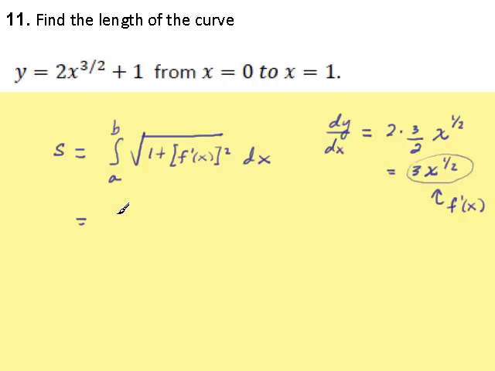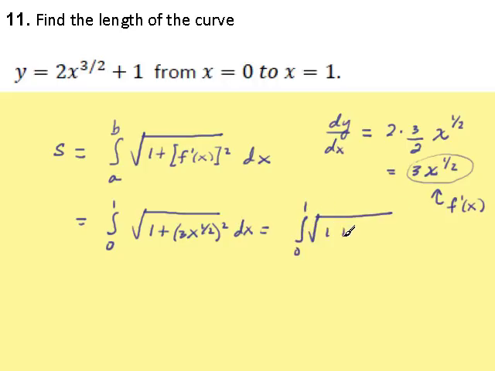All right, so we're going to integrate from 0 to 1, the square root of 1 plus 3x to the 1/2 squared dx. So that's the square root of 1 plus 9x dx. Okay, we'll do a u substitution. We'll put u equal to 1 plus 9x. So we have du is equal to 9 dx, or 1/9 du is equal to dx.